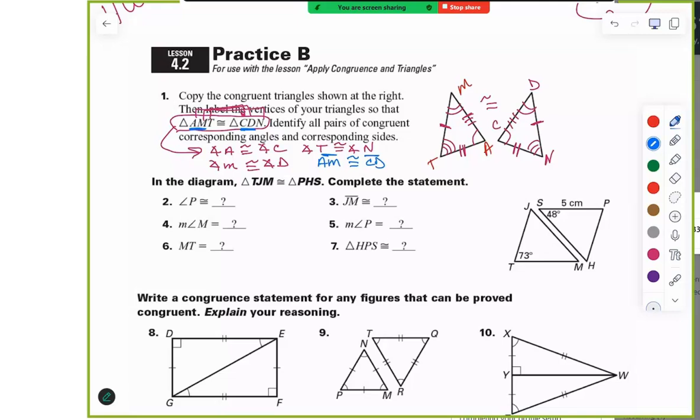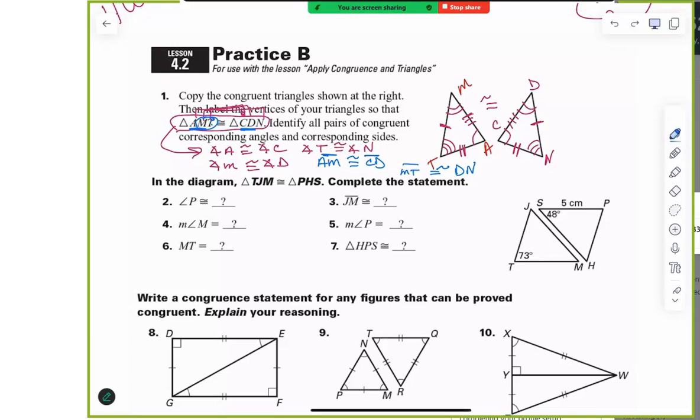Go back to the congruency statement and do the next pairing. So MT is congruent with CN. So you see what I grabbed? I grabbed the MT and the CN. Then let's look at the figure. So MT is going to be right here, which is the single. That's going to go with DN, which is right here, also the single. So that makes sense.